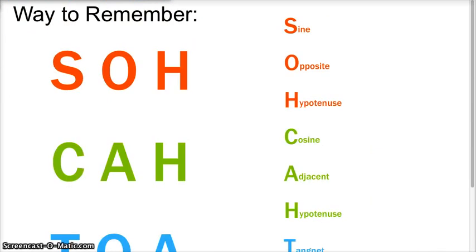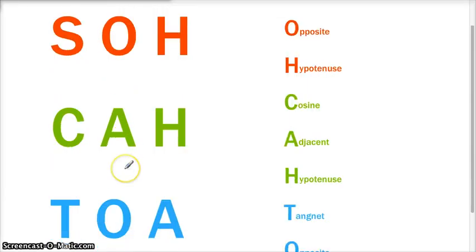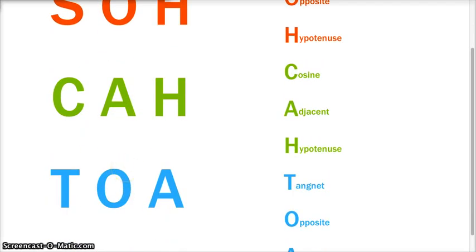The last slide that I'm going to go over with you, just as ways to remember, it is referred to as SOHCAHTOA, telling you that sine is opposite over hypotenuse, cosine is adjacent over hypotenuse, and tangent is opposite over adjacent.